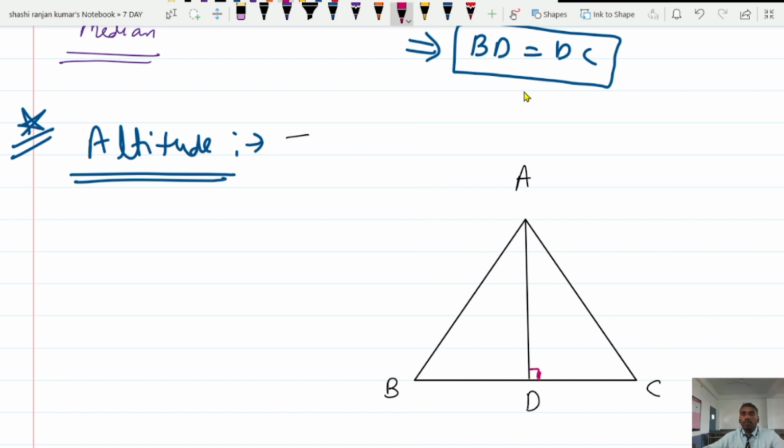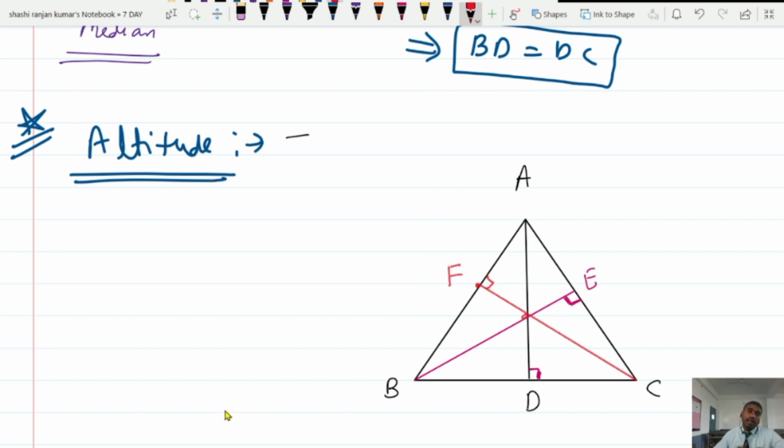Similarly, from the point B also we draw another one. From point B, if I draw from this side, this is also perpendicular. So this is E, and again we have taken 90 degrees. So this is the other altitude. One more altitude can be drawn from point C, in this way. Let us suppose this is F. So this is also an altitude. Altitude means it is 90 degrees.